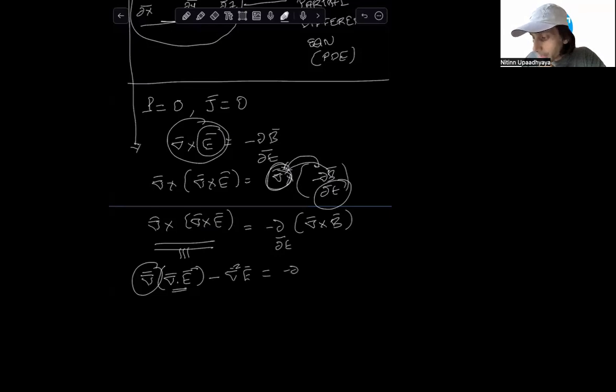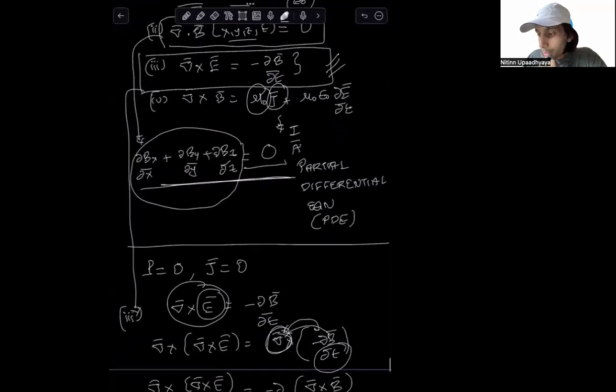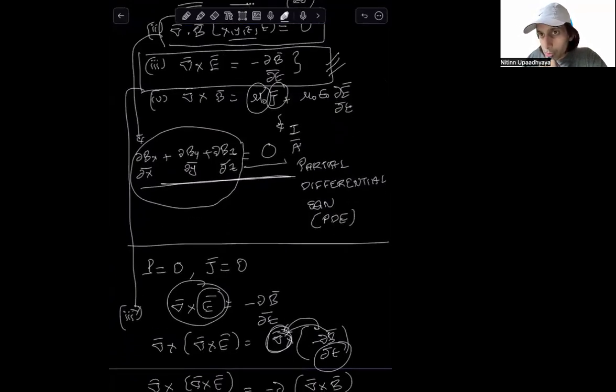And on the right hand side, we have minus ∂/∂t of curl B. So this is coming from equation number 3, Maxwell's equation number 3, right? We took this equation and we took the curl of both sides. Now we have set J equal to 0, right?